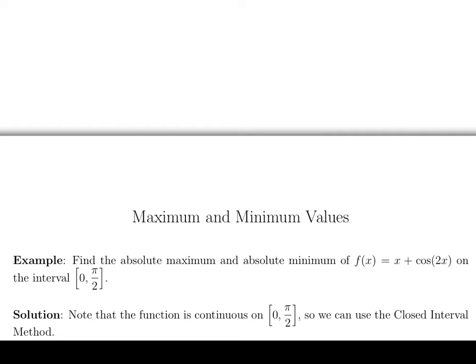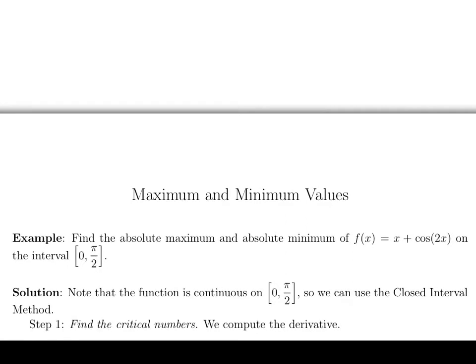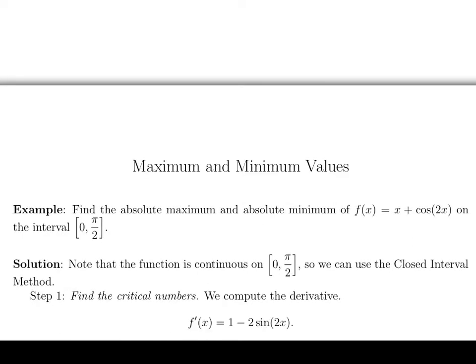First thing we're going to find is the critical numbers. In order to find the critical numbers, we need to calculate a derivative. So the derivative of this function is 1 minus 2 sine 2x. This 2 out in front comes from the chain rule.